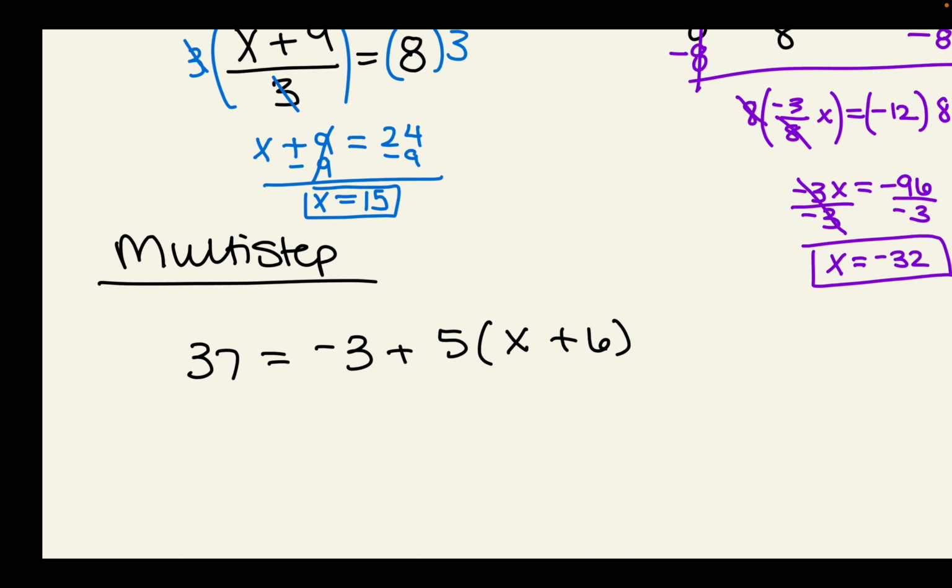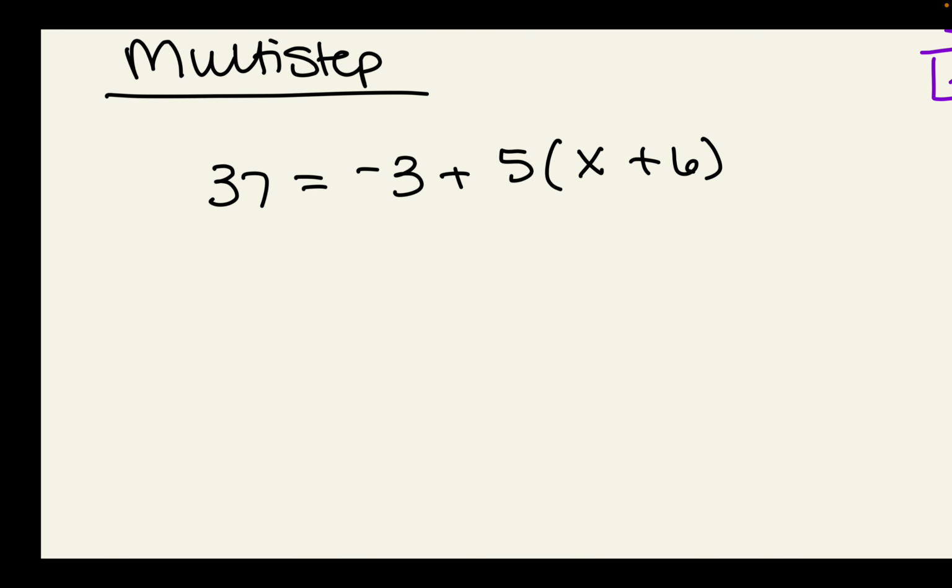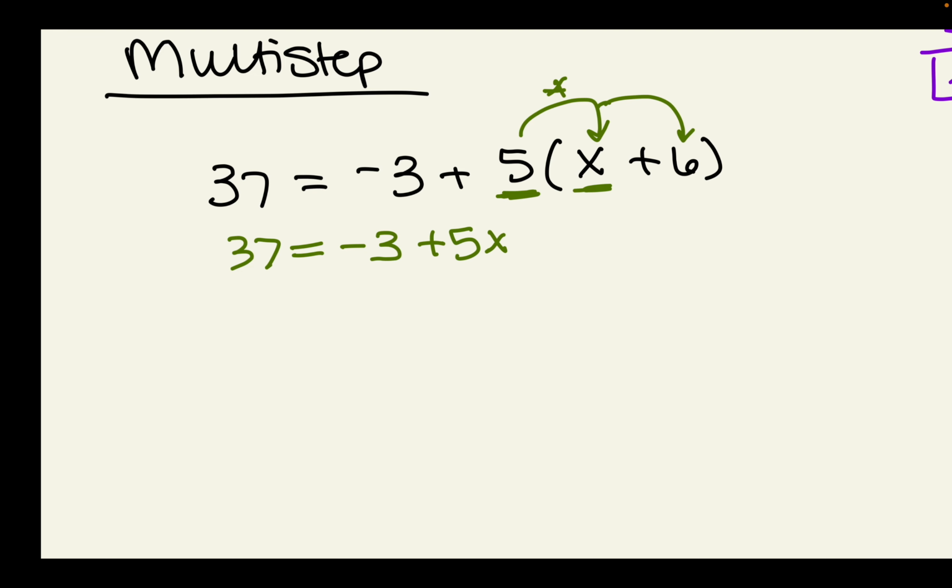Two-step sheet. Now, multi-step sheet. So, first thing you're going to do is you're going to distribute your 5. When you distribute, remember you're multiplying by whatever's inside your parentheses. So our 37 and our negative 3 come down. Now we have negative 5 times x, which gives us, positive 5 times x, which is just 5x. Positive 5 times 6, which is 30.